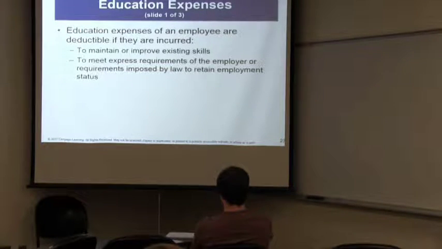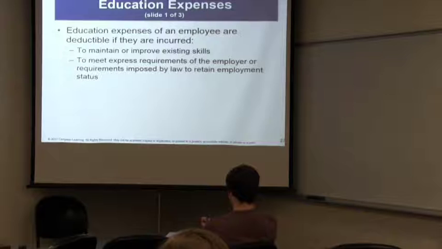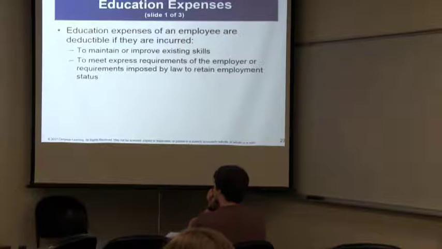So let's say, and the code or the regs have a lot of examples on this. One example that they give is an accountant, and they decide they're going to go to law school. Would they be able to take a deduction for that? Regs say no, because they are not improving their existing skills. They are basically creating new skills. The regs also give an example of a dentist who goes back to school to become an orthodontist. Is that improving his existing skills? The regs say yes. It's a fine line, I agree, and it is very subjective, and there's a lot of case law out there. There's also a good bit of information in the regs on what's considered to be improving your existing skills versus starting a new skill.